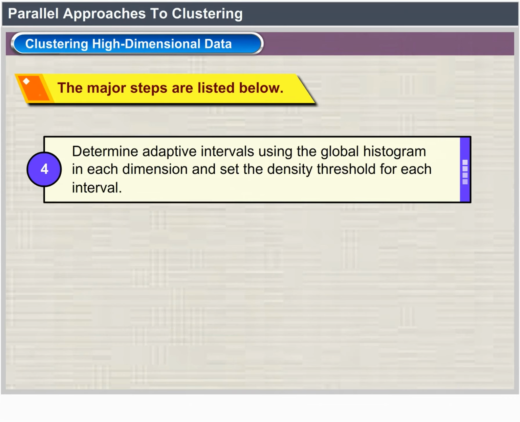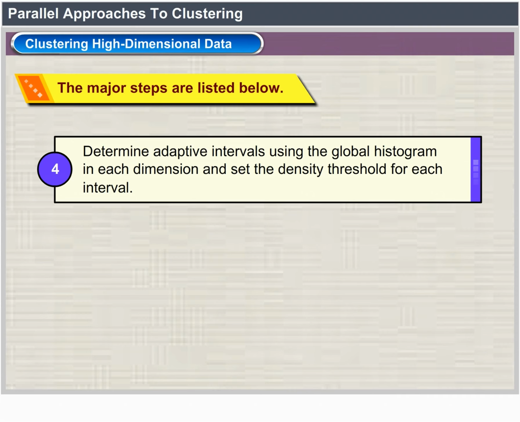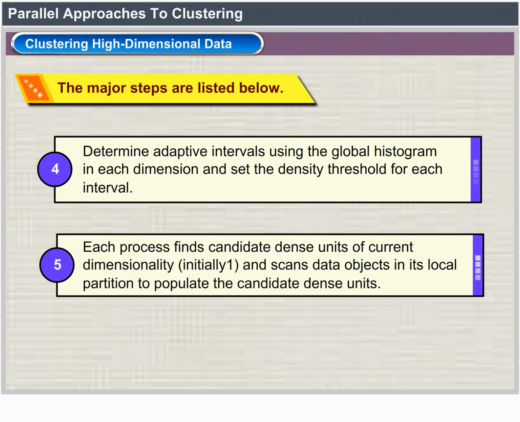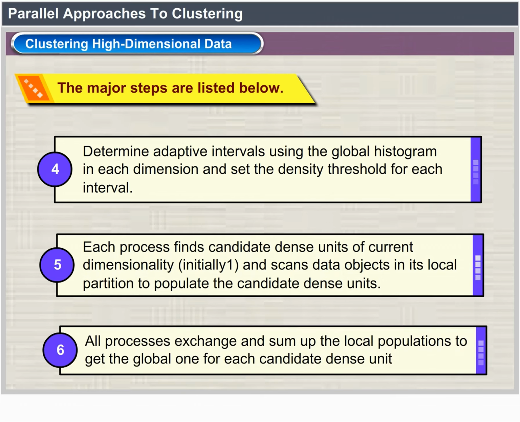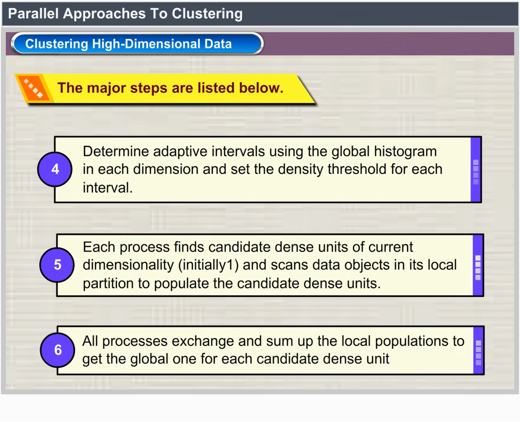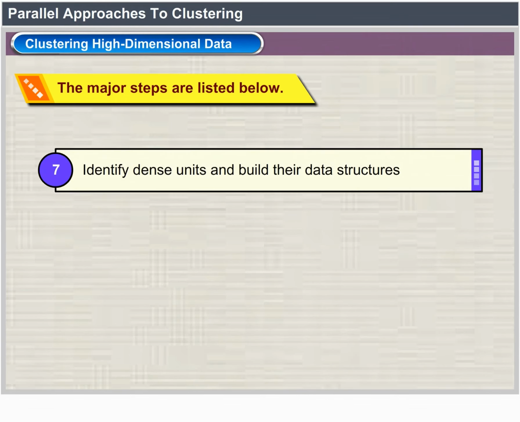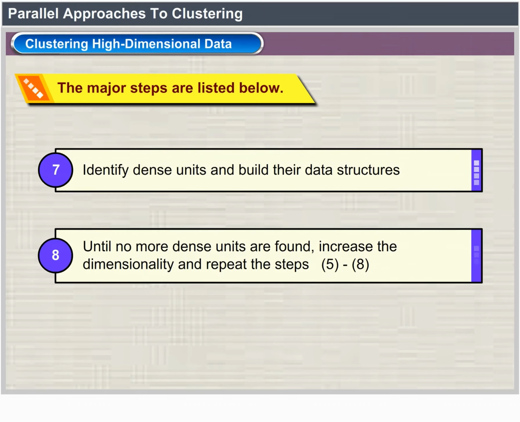Each process finds candidate dense units of current dimensionality, initially 1, and scans data objects in its local partition to populate the candidate dense units. All processes exchange and sum up the local populations to the global one for each candidate dense unit. Identify dense units and build their data structures. Increase the dimensionality and repeat steps 5 to 8 until no more dense units are found. Generate clusters from identified dense units.